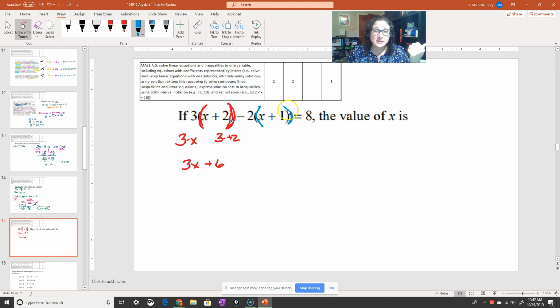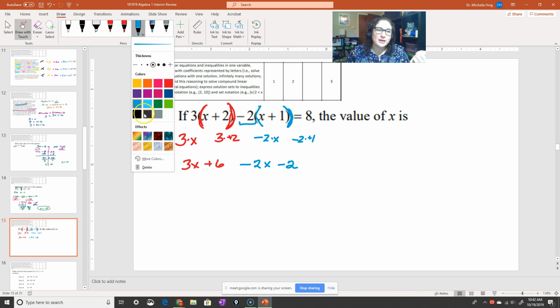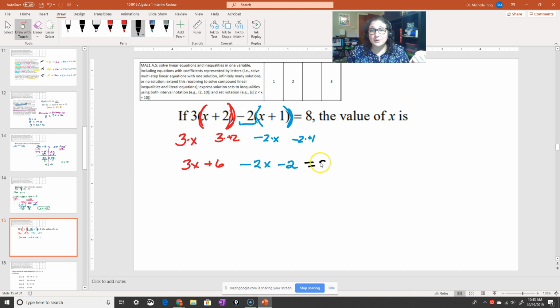Here's the parentheses. This parentheses is the stop. So I've got, trick question, negative 2 times x. And then I've got negative 2 times positive 1. Negative 2 times x is negative 2x. Negative 2 times positive 1 is negative 2. And then I'm just left with my good old x equals 8.